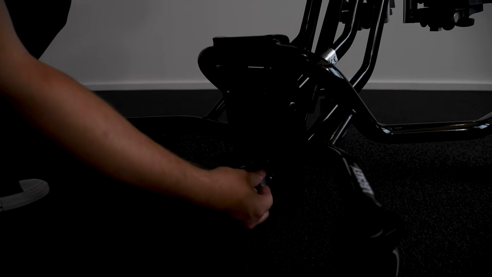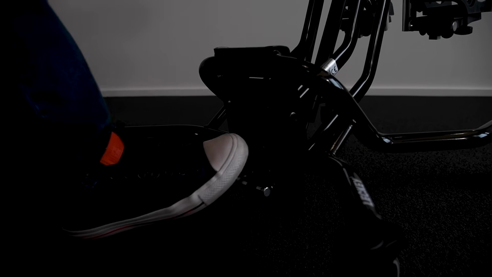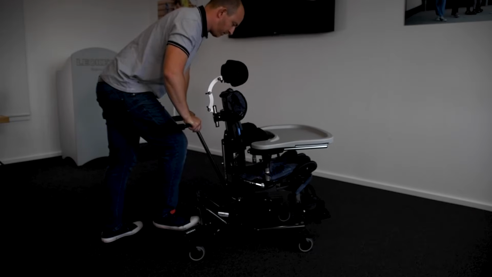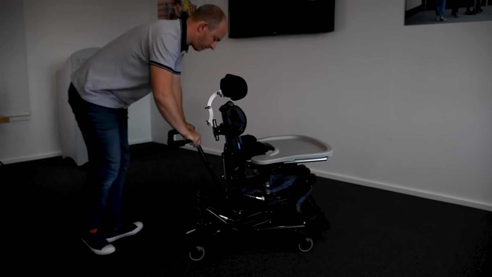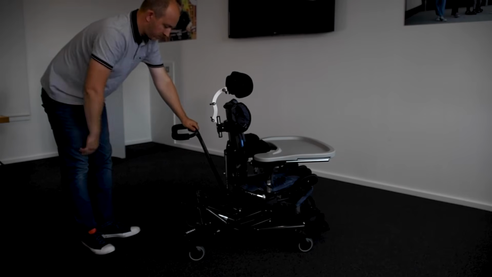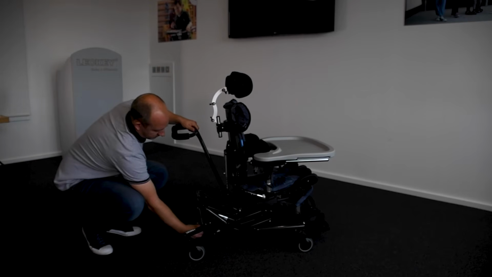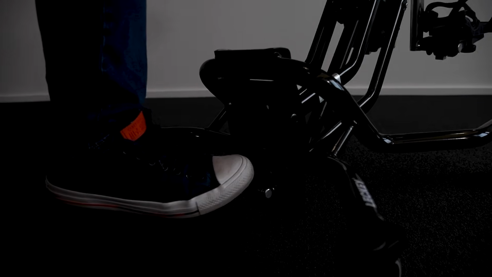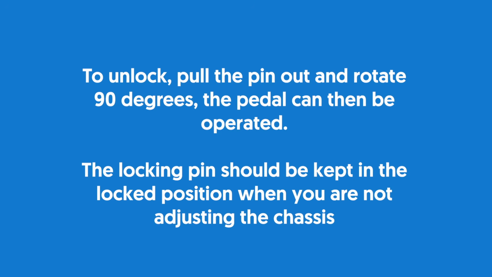To adjust the height of the high-low chassis, press the foot lever at the rear of the chassis or press the up button on the handset of the powered option whilst holding the push handle. Once you remove your foot from the pedal or your thumb from the handset, the seat will be fixed at the chosen height. For safety, the height adjustment pedal on the chassis can be locked by engaging the pull pin on the right-hand side of the pedal.